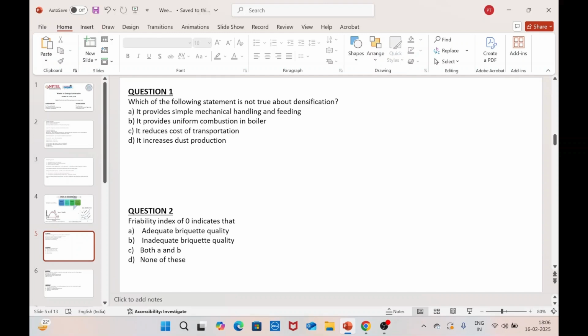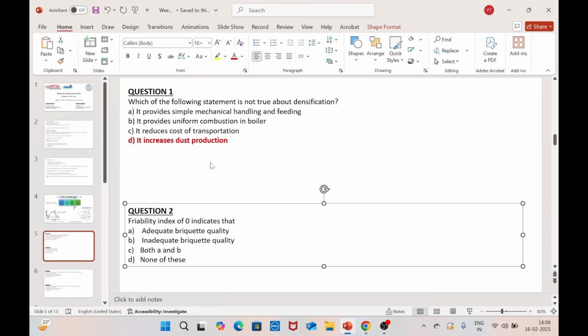Okay, so first question. Somebody has told the option as, I guess. So its answer option is D. The dust production in case of densification is actually reduced, but it is given here that it increases dust production. So that is something that is not true for the densification of the solid.